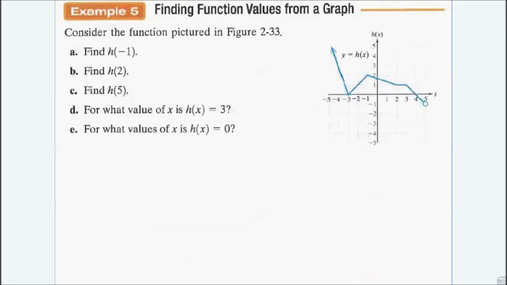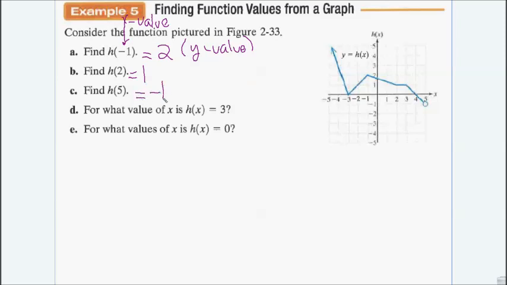Sometimes we're going to do evaluation, but without having to plug in the numbers. We can do it from a graph. So I have this graph of h of x. To find h of negative 1, remember that this is the x value. So I find negative 1 on the x-axis, and then look for the y value. So at negative 1, my y value is 2. That's the y value. At h of 2, I go over to 2, and I come up, and my y value is 1. H of 5, go over to 5, and my y value is -1.